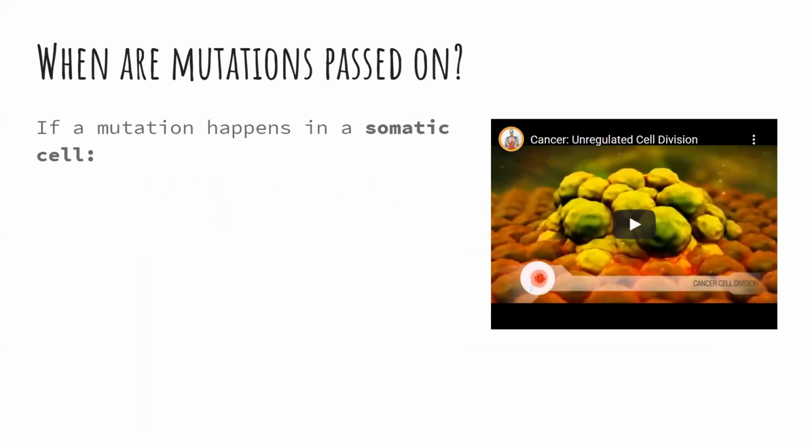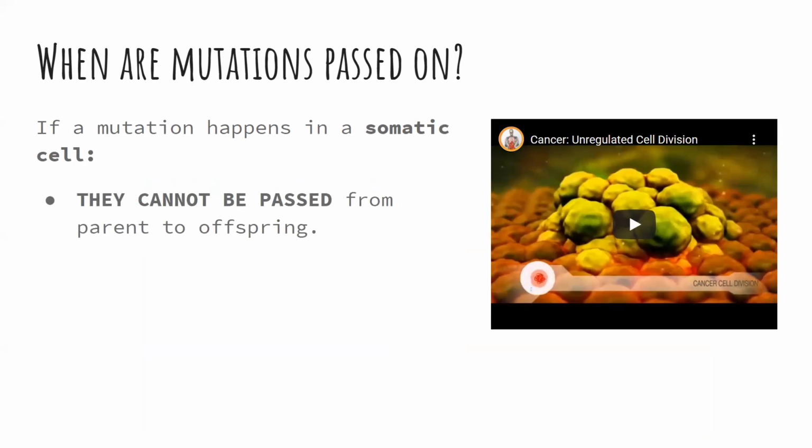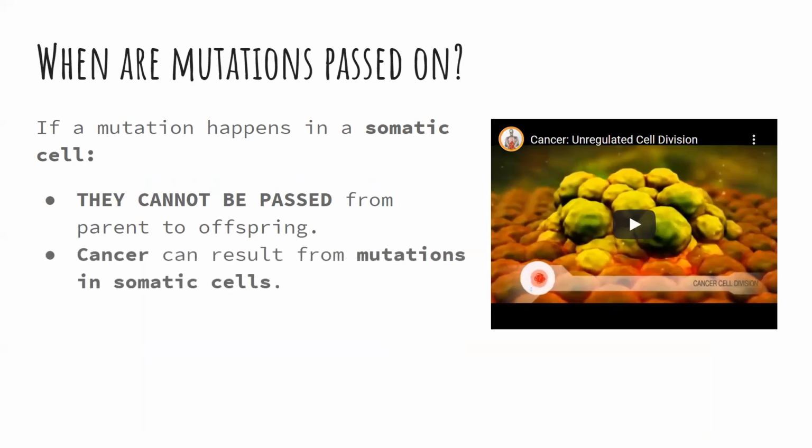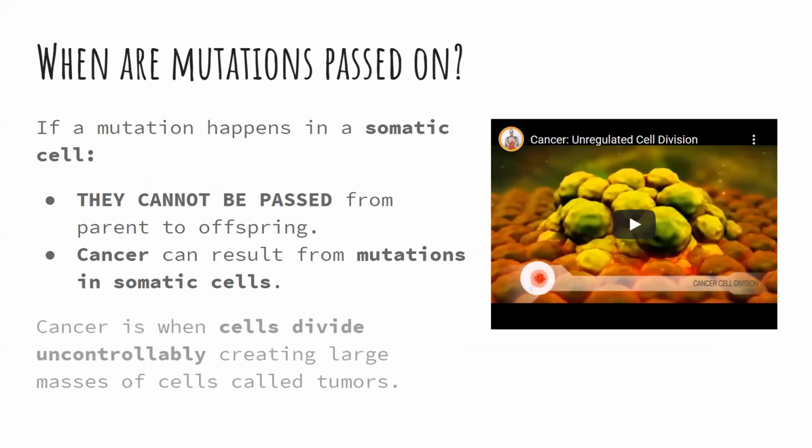So if a mutation happens in a somatic cell, like a skin cell, it cannot be passed on from parent to offspring because it's not involved in making a baby. Most cancers are results of mutations in somatic cells. So skin cells, muscle cells, bone cells, most of those mutations happen in somatic cells. This is a unit 3 reachback. Remember, cancer is when cells divide uncontrollably.